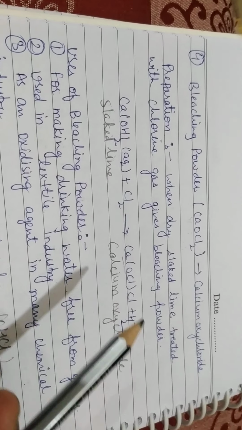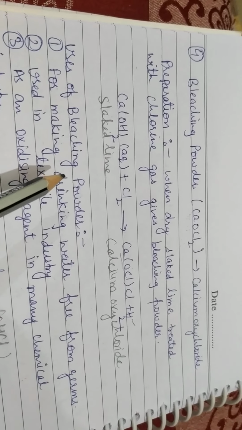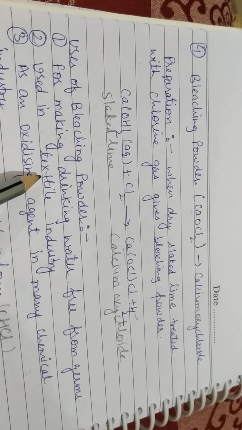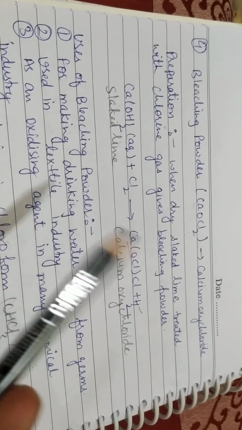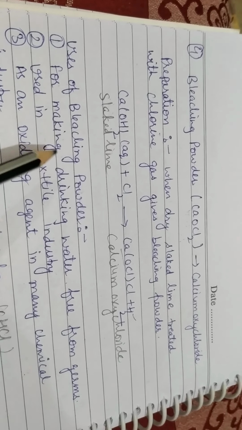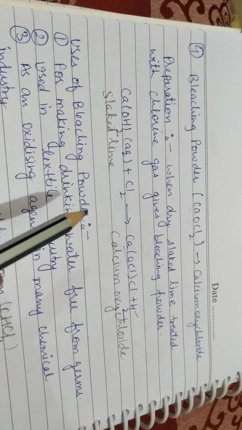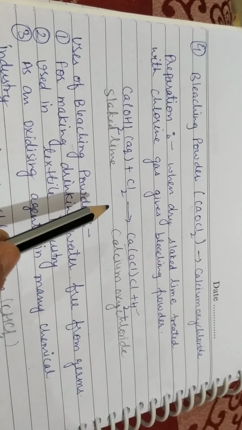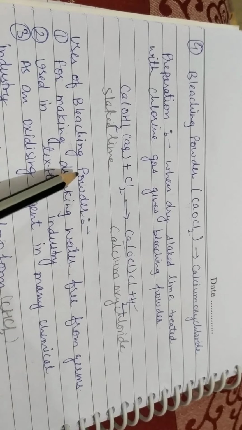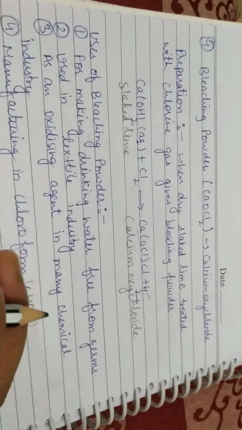So what are the uses of bleaching powder? This is that bleaching powder which is generally used in the textile industry. In the textile industry it is used for bleaching clothes. And it is the bleach generally people use on their hair, for bleaching the hair, to change the color of hair. For making drinking water free from germs, bleaching powder is used. It is also used as an oxidizing agent in chemical industries, right?